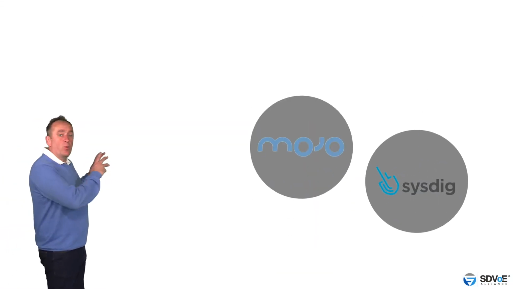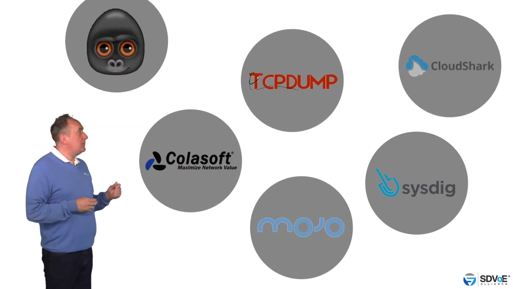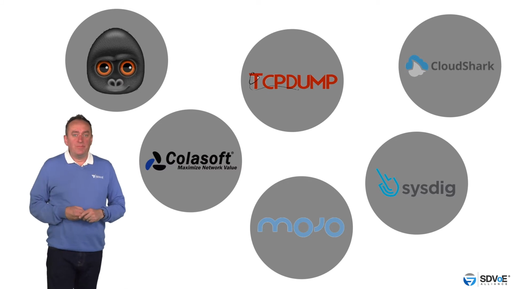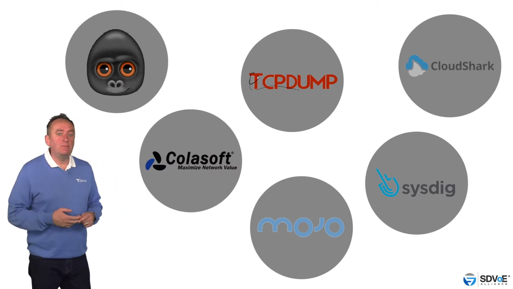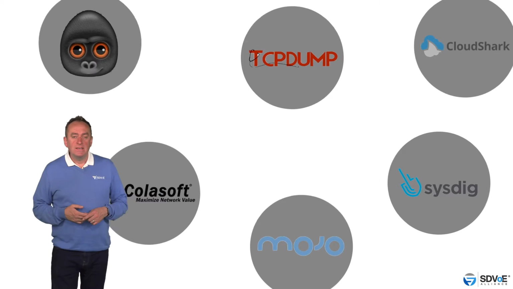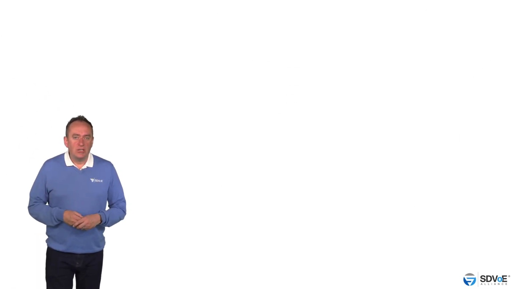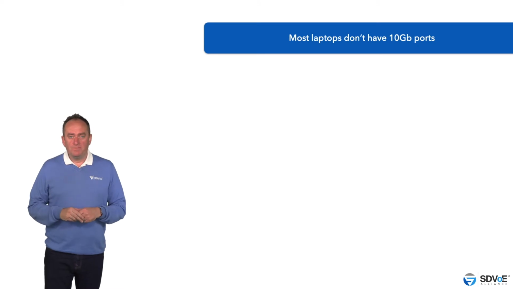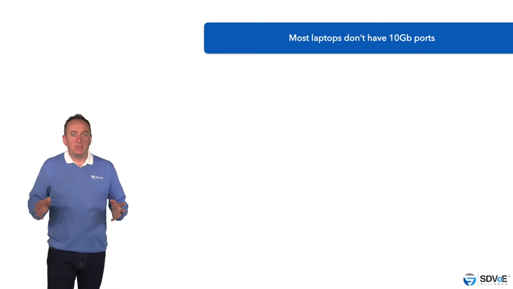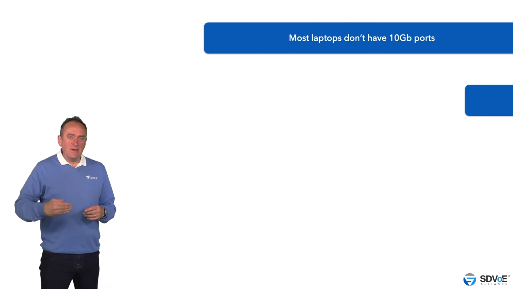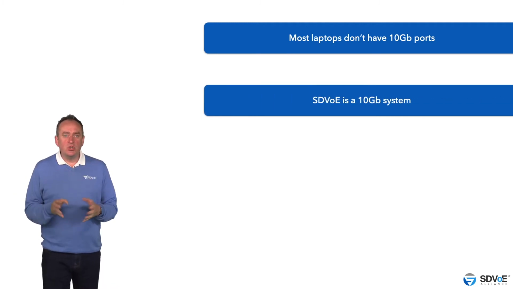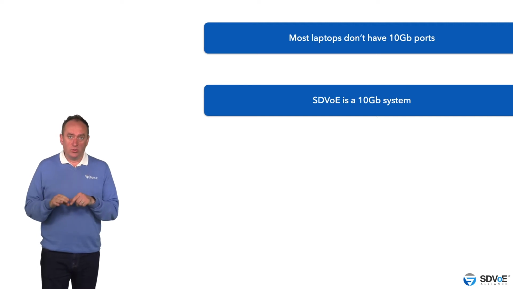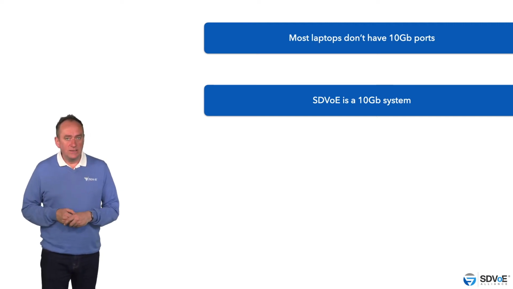There are a number of network troubleshooting applications available on the internet today, and most of these are free. However, there are some key points to bear in mind before you get stuck in. There's a good chance the network port on your laptop is only a 1 gigabit port, and if you're using wireless, you've got absolutely no chance. Because SDVoE is a 10 gigabit system, as soon as you try to intercept any video streams from an endpoint, your network port on your laptop will be instantly overloaded.